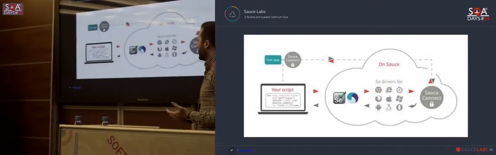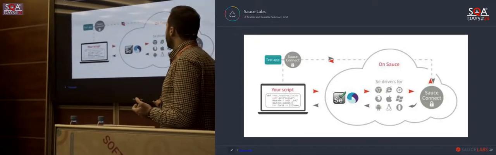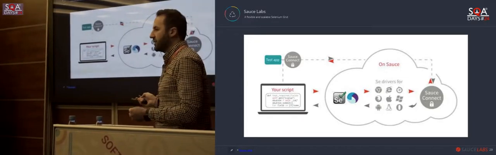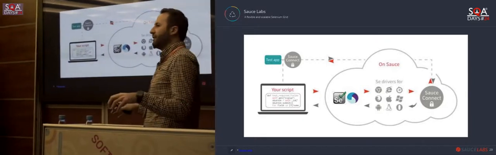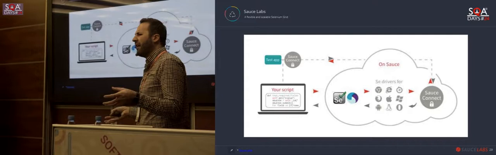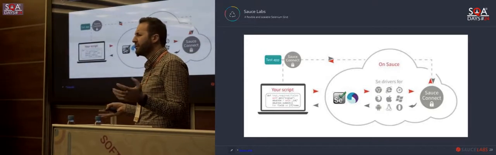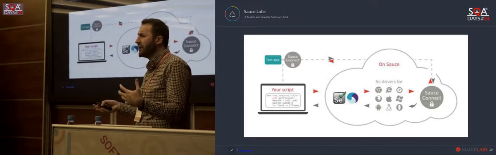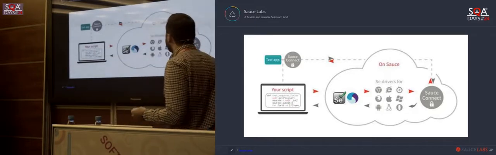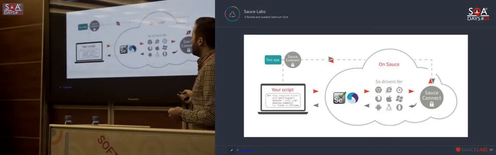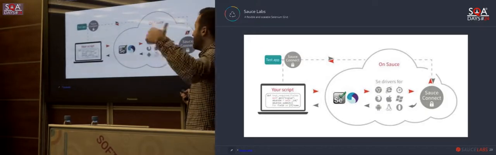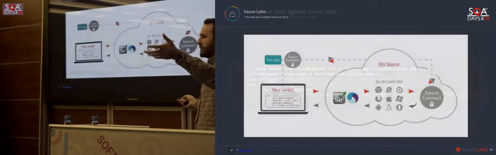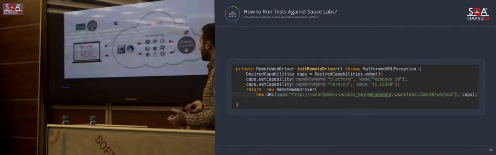So how does it actually work? You have your test scripts here, you have your test application here, and you have the Sauce Labs cloud here, which has different combinations. They have more than 400 combinations of browser and OS, so you can select. You run the test over a secure connection, it is sent to the cloud, it runs there and sends you back all the result information, and that's all.